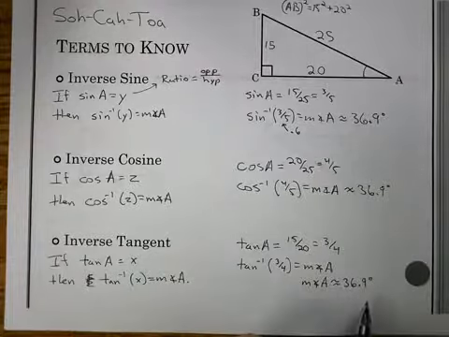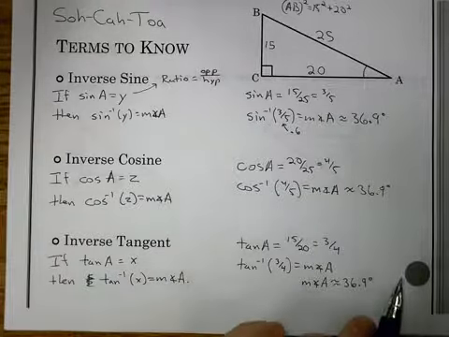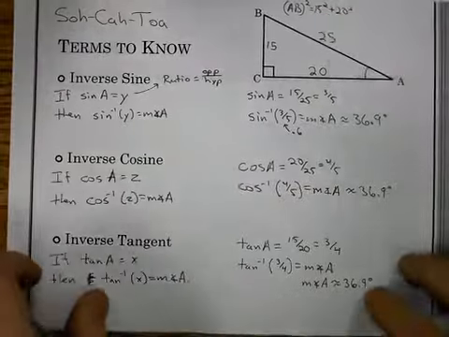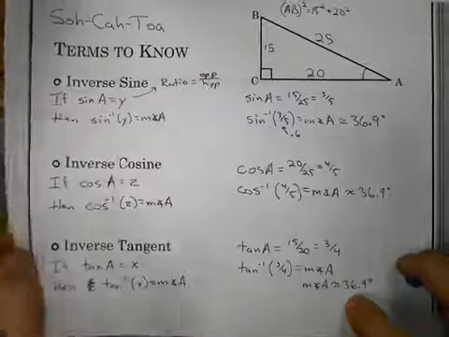Would we have to do all three of them for one problem? No, we just find the one that works. For example, we only knew 15 and 20 when we started. That would be the one we'd use, and we could just use tangent as we go.